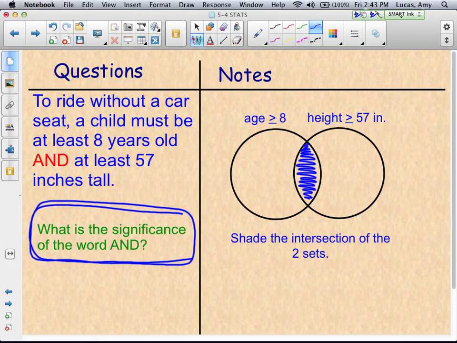That word and means that you have to meet both of the requirements. Both of those things have to be true in order for you to be able to ride without a car seat. You have to be both 8 years or older and 57 inches or taller. If you meet both of the requirements, you don't need a car seat or a booster seat. So the significance of the word and is that both of those are required.